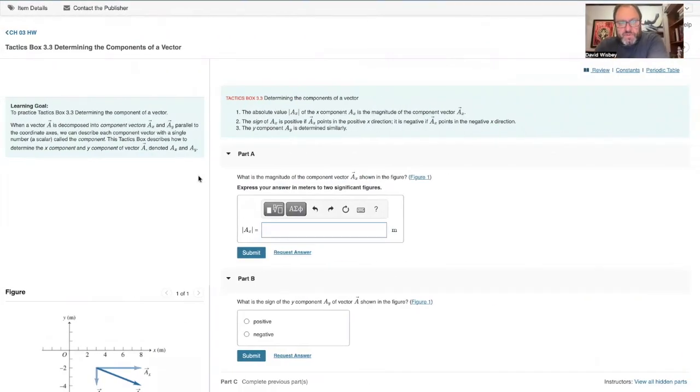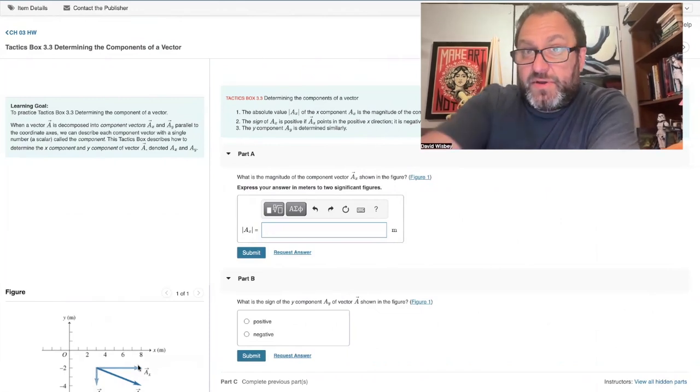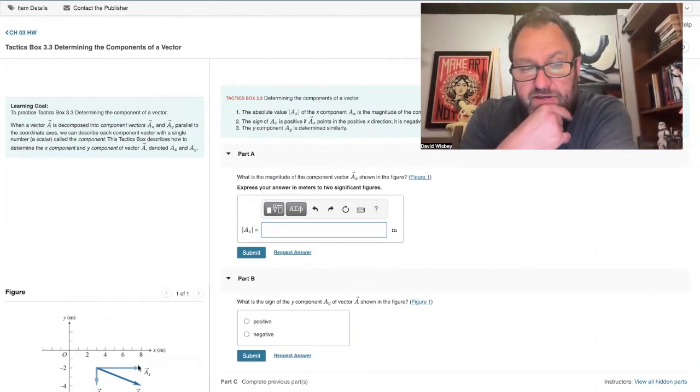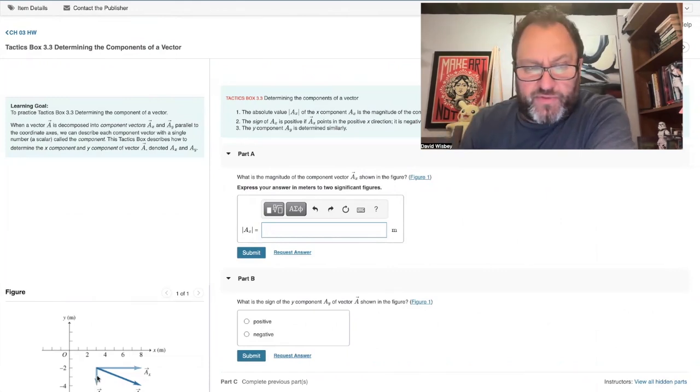Okay, so determining the components of a vector. Over in the corner here, we have our vector, and it looks like the x component of our vector starts at 5. No, it starts at 3, and it goes till 8. So the x component of the vector is 5, and then it starts at -2 and it goes down to -4. Okay, so I'm gonna make a note of that.